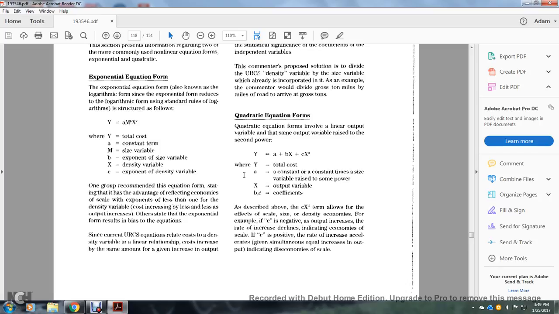Y is the total cost. A is the constant term. X is the output variable, and B and C are the coefficients. As described above, the cx squared term allows the existence of scale effects, or density economies. For example, if C is negative, as output increases the cost increase declines, indicating economies of scale. If C is positive, the rate of increase accelerates, indicating diseconomies of scale.